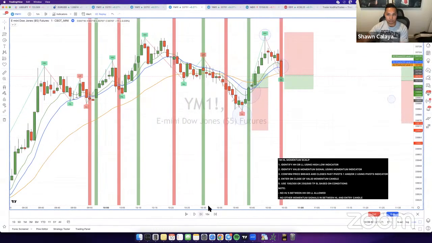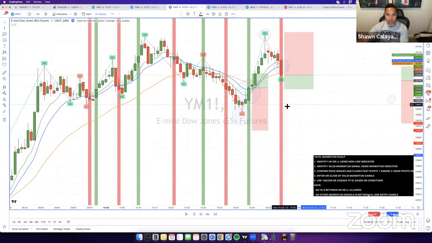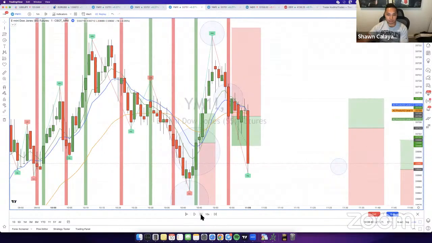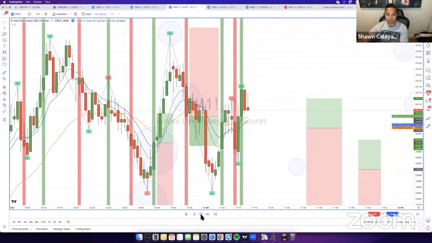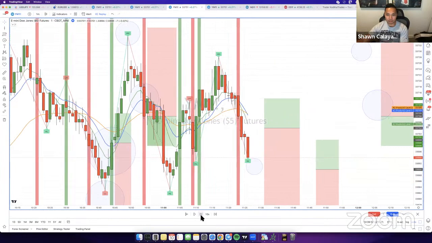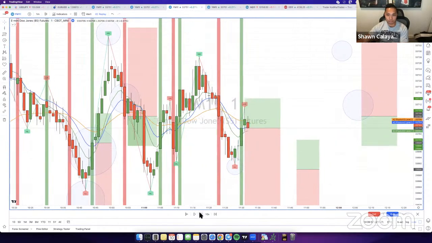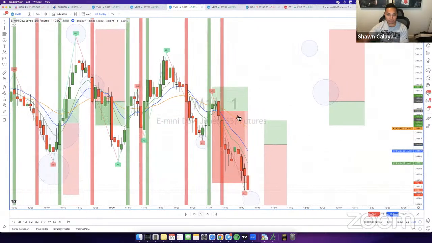Going a little further over here, there's another entry right here at about 10:55. That right there would have hit TP as well. So two back-to-back wins right there. Going over here, there's another entry that came up at about, let's see, 11:31. This right here did not play out. This would have been a loss. So 2 wins, 1 loss.